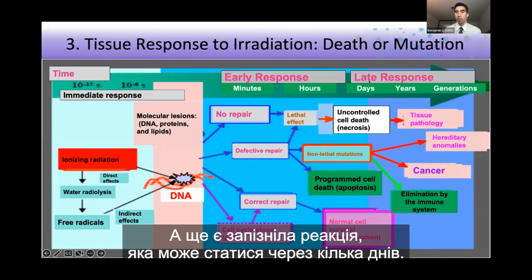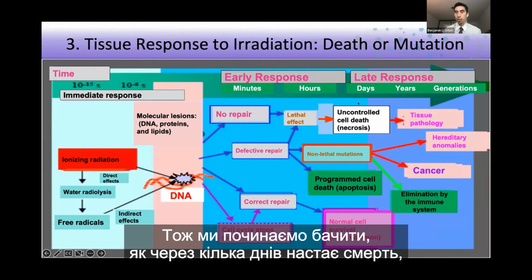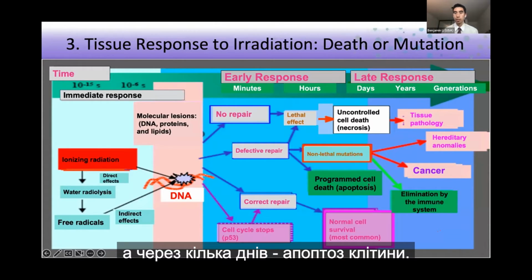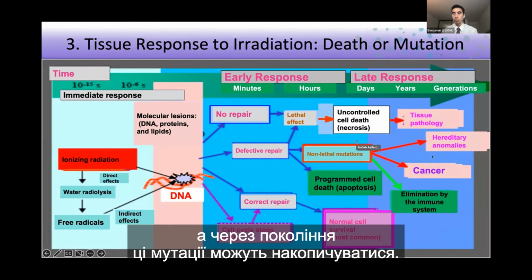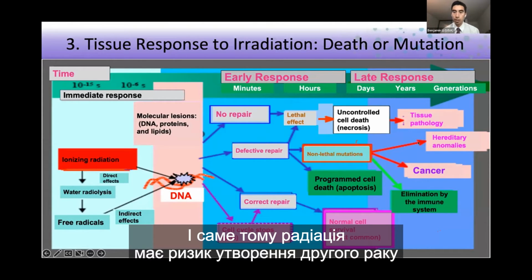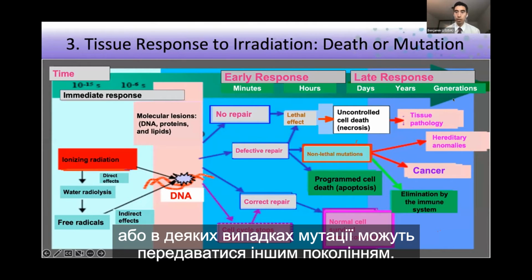And then there's a late response, which can happen days later. So we start to see death or apoptosis of the cell happening days later. Years later, we can start to have other things, and generations later, these mutations may accumulate. And this is why radiation has a risk of forming a second cancer, or in some cases, mutations can be passed on to other generations.